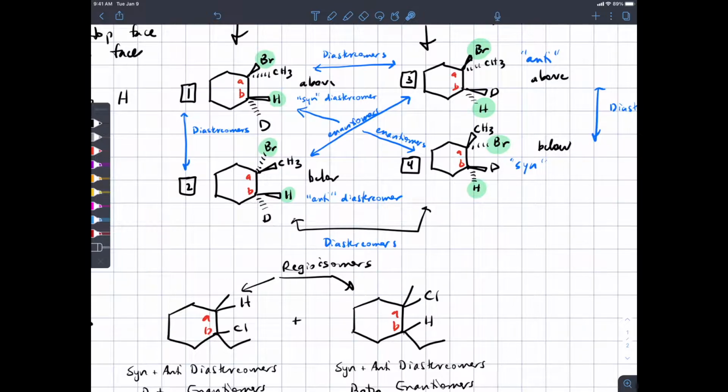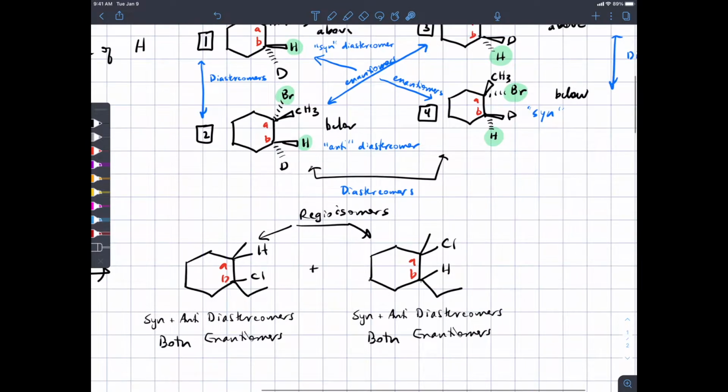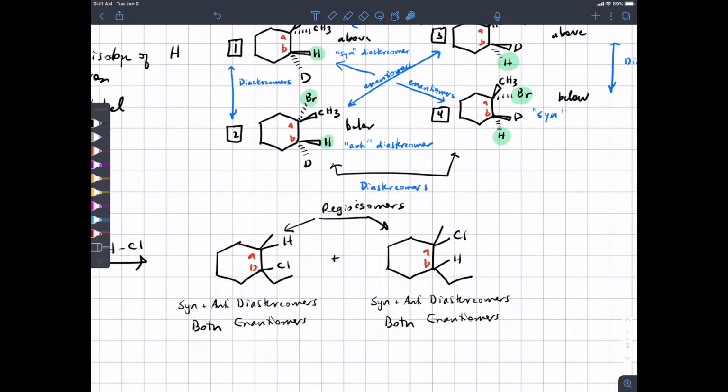Okay? All right. Any follow-up question on that? Yeah. Would that be like a subclass of constitutional isomer? Yeah, regioisomer is the same thing as constitutional isomer. I suppose you could call it a subclass in the sense that the connectivity is mostly the same, but with a few key differences. Yeah.